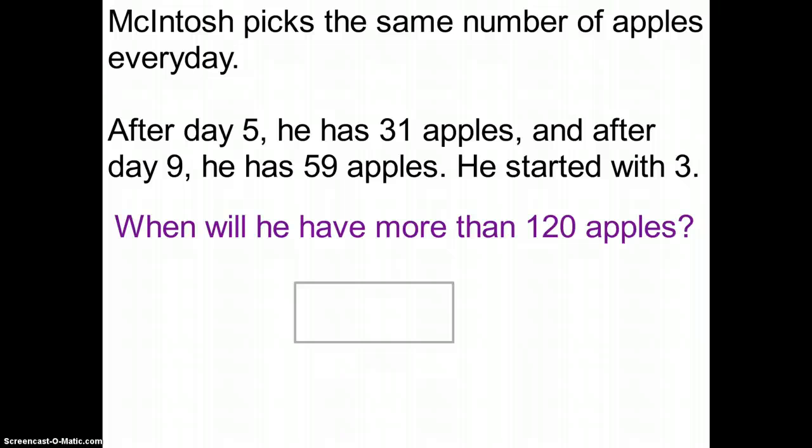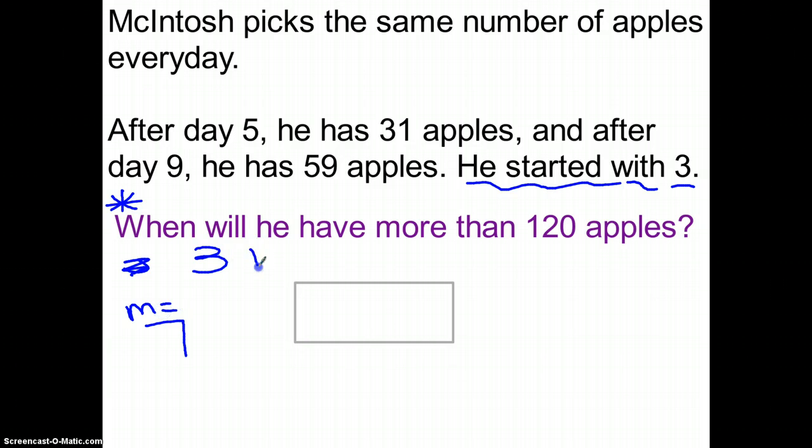So this is the same problem. We know now that they started with 3, because this was the problem we just did. But now there's a new question added on. When will he have more than 120 apples? So we know that they started with 3, and we know from previous work that they are picking 7 apples every day, or our slope is 7. So it's plus 7 and minus 1.